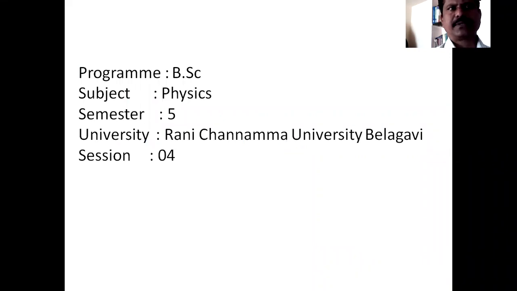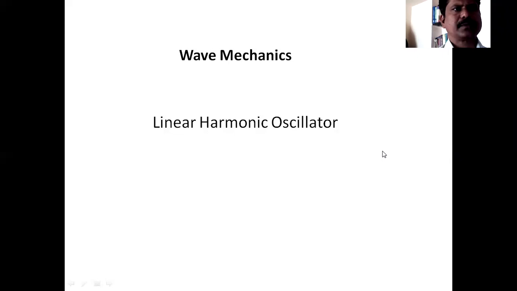So let's discuss another important concept in the biomechanical model of the atom: linear harmonic oscillators. This is the last concept in this chapter. So what is a linear harmonic oscillator?